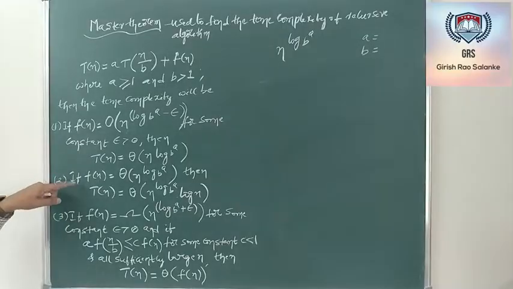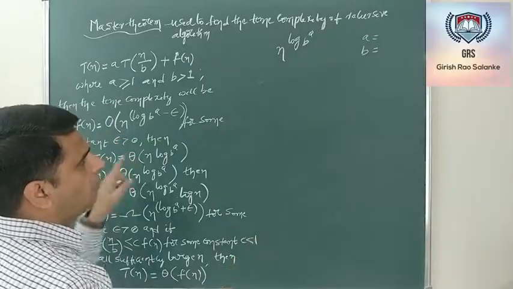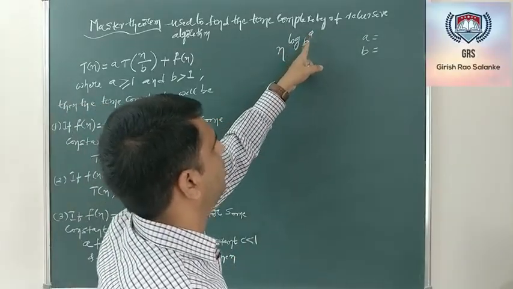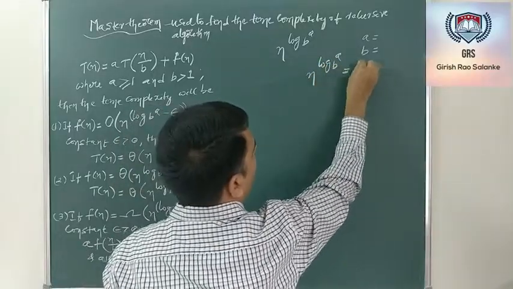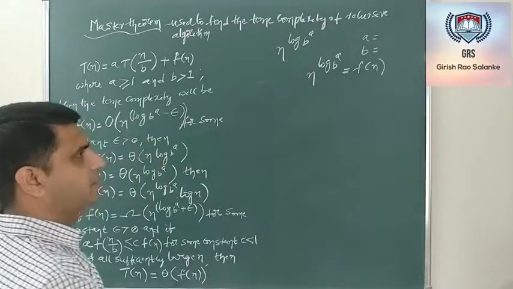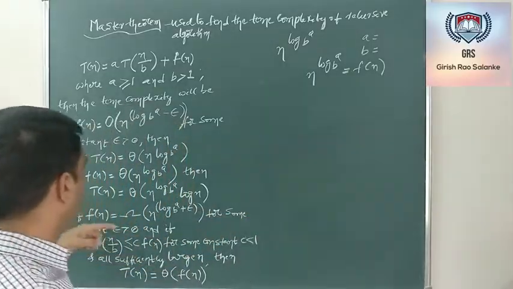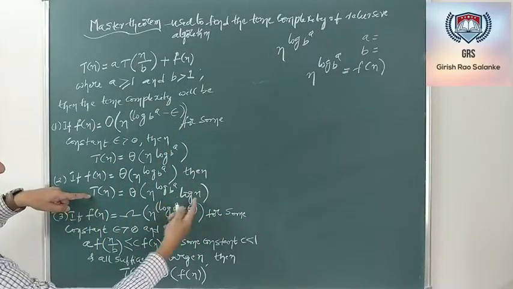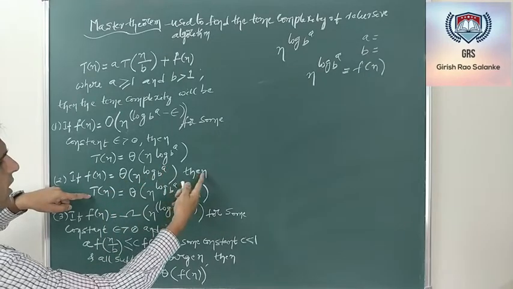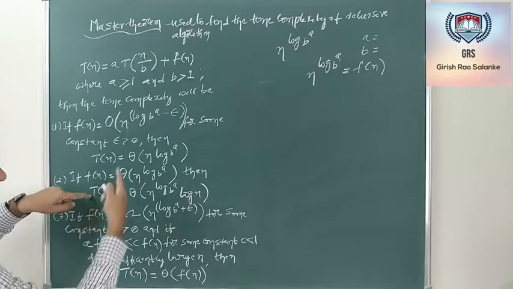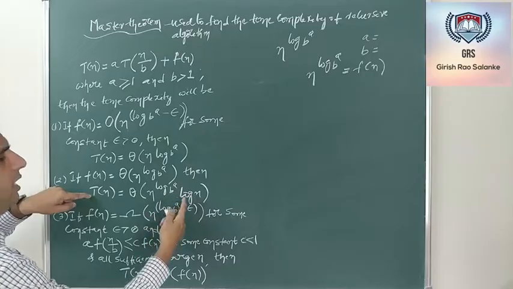The second case says that here also I need to find the value of n to the power of log a to base b. On calculating it, if n to the power of log a to base b is equal to f of n, asymptotically, if f of n and n to the power of log a to base b are both the same, then we can apply the second case. It says that if f of n is equal to theta of n to the power of log a to base b, then the time complexity of the recursive algorithm is theta of n to the power of log a to base b into log n.